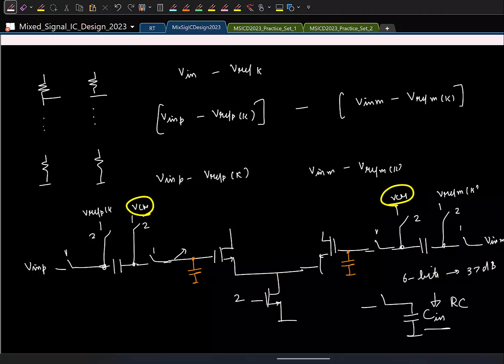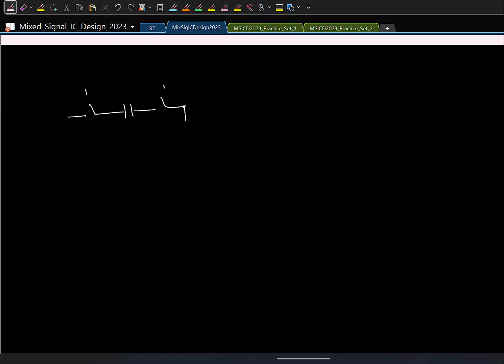Is that okay? So same thing, we are going to sample in phase 1 onto the gate parasitic capacitor. In phase 2, I will enable the comparator so that it makes the comparison. And in that phase, I will go and charge this capacitor to my required reference. If I call this CB, how should I choose CB? Is there any constraint on CB, or can I choose any value for CB?